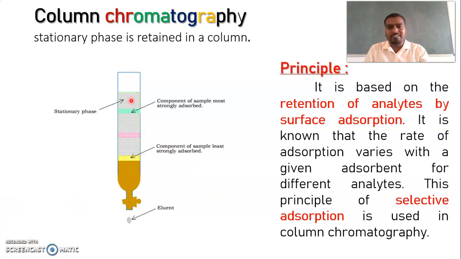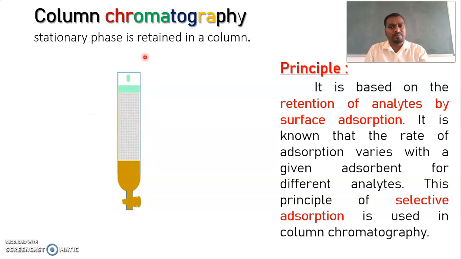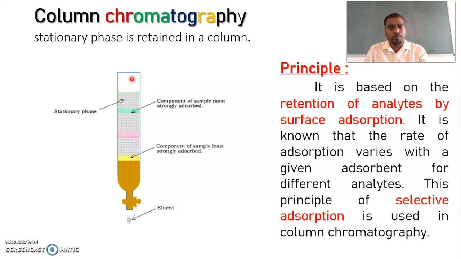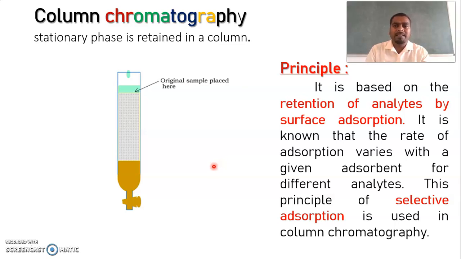As soon as you pour the sample, here you find two bands. Two bands indicate two different analytes. If you pour the solvent, you can see in the diagram here: before, the analyte was a homogeneous solution, but once poured into the column, it formed three different bands. Each band indicates an analyte adsorbed at a different position in the column. This selective adsorption is the basis for separation in column chromatography.